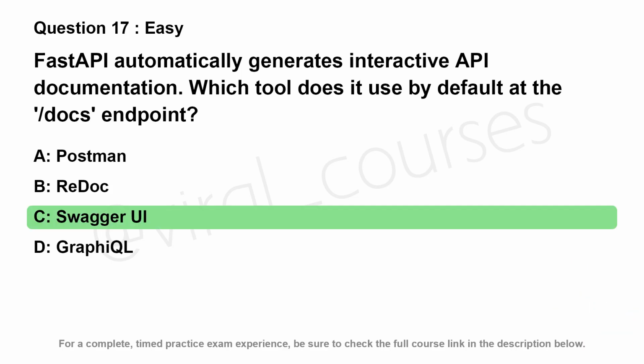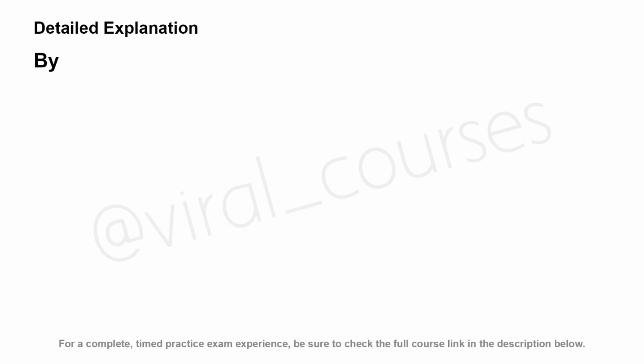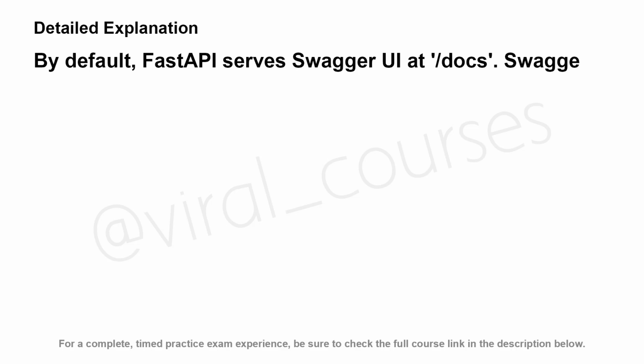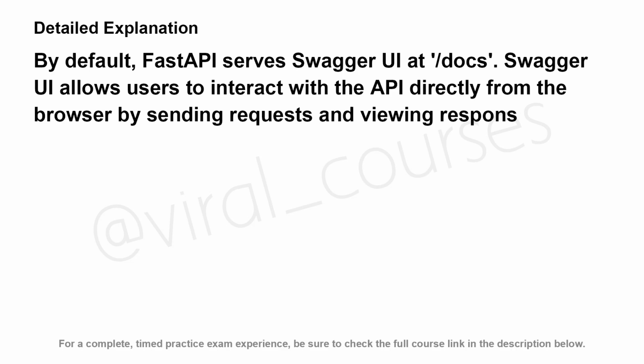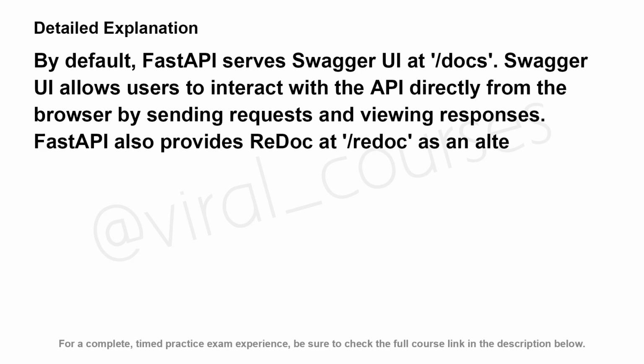The correct answer is C. By default, FastAPI serves Swagger UI at /docs. Swagger UI allows users to interact with the API directly from the browser by sending requests and viewing responses. FastAPI also provides Redoc at /redoc as an alternative documentation view.